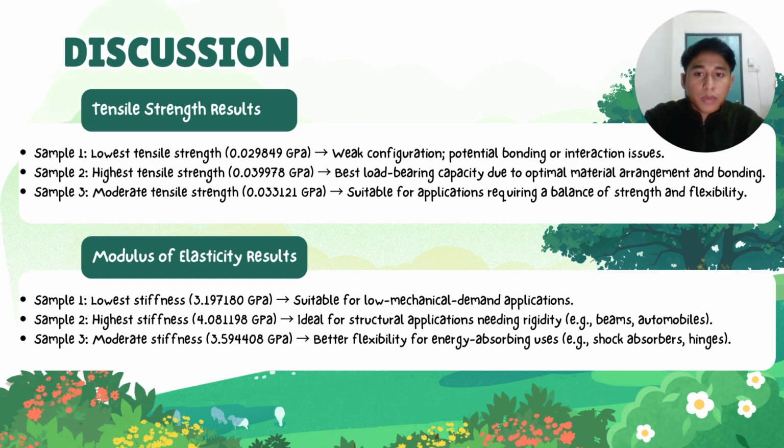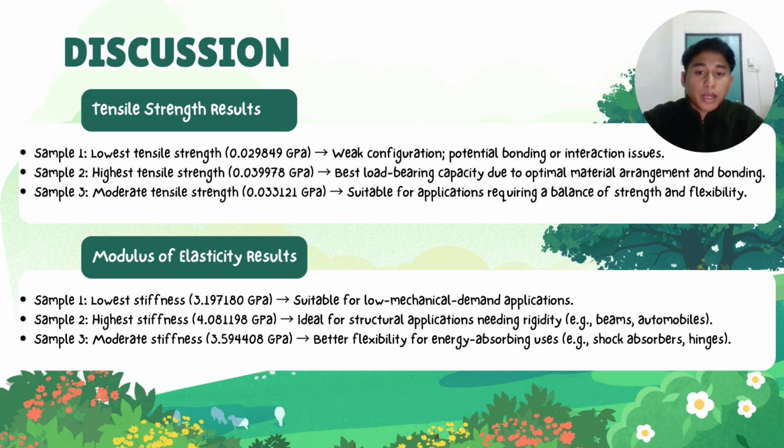Tensile strength result. Number one, sample one had the lowest tensile strength of 0.0298849 GPa, likely due to weaker bonding or interaction between materials. Number two, sample 2 had the highest tensile strength of 0.09978 gigapascal, making it the most capable for bearing loads due to its optimal material arrangement and bonding. Number 3, sample 3 showed moderate tensile strength at 0.033121 gigapascal, suitable for application requiring a balance between strength and flexibility.